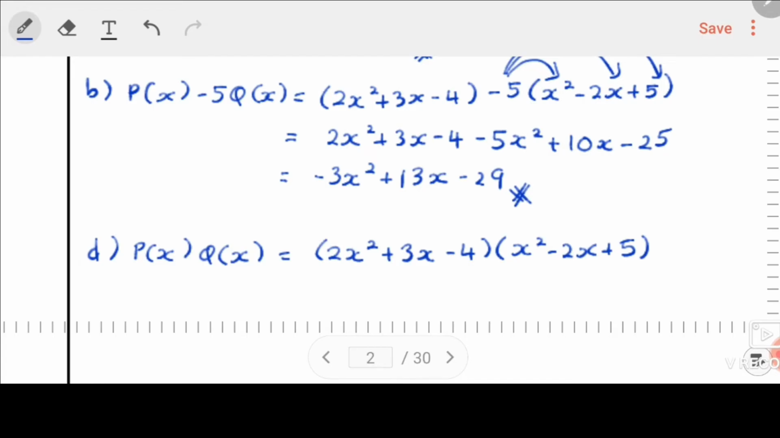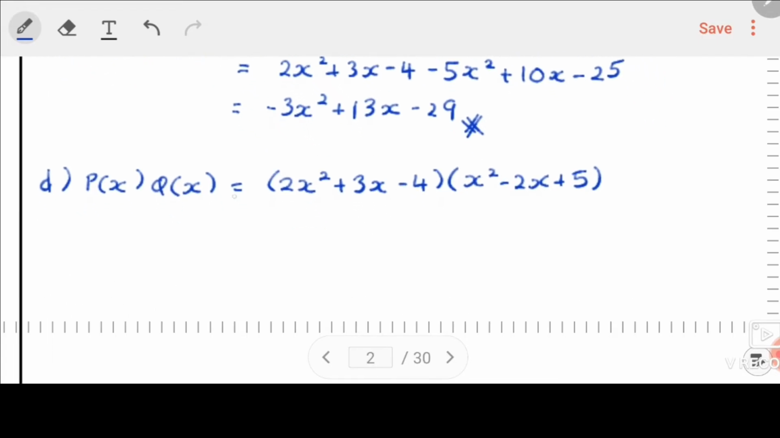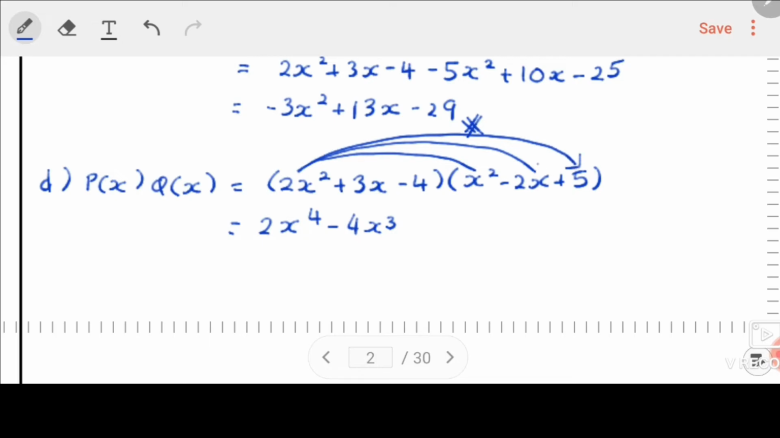So for this question, we have to expand the bracket. Multiply 2x squared with each term in the second bracket. So start with 2x squared times x squared. It will be 2x power 4. Multiply 2x squared by minus 2x. It becomes negative 4x cubed. Multiply 2x squared with 5. It becomes plus 10x squared. And we can add bracket for the terms.